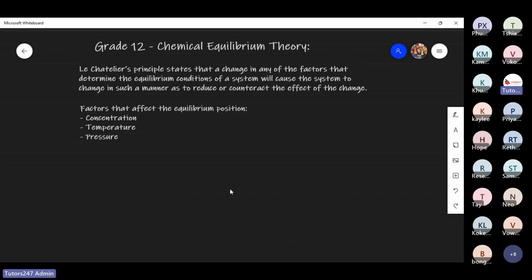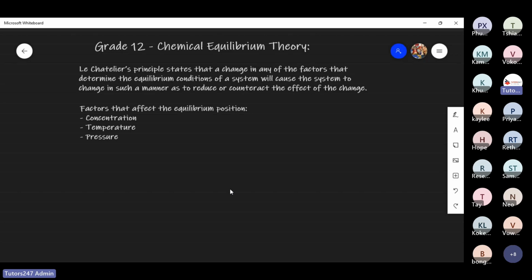So Le Chatelier's principle states that a change in any of the factors that determine the equilibrium position of a system will cause the system to change in such a manner as to reduce or counteract the effect of the change. So what that means is whatever factor is affecting or changing the equilibrium position of a reaction, that reaction is going to react in such a way as to return to a new state of balance or to counteract that increase or decrease or to counteract that change.